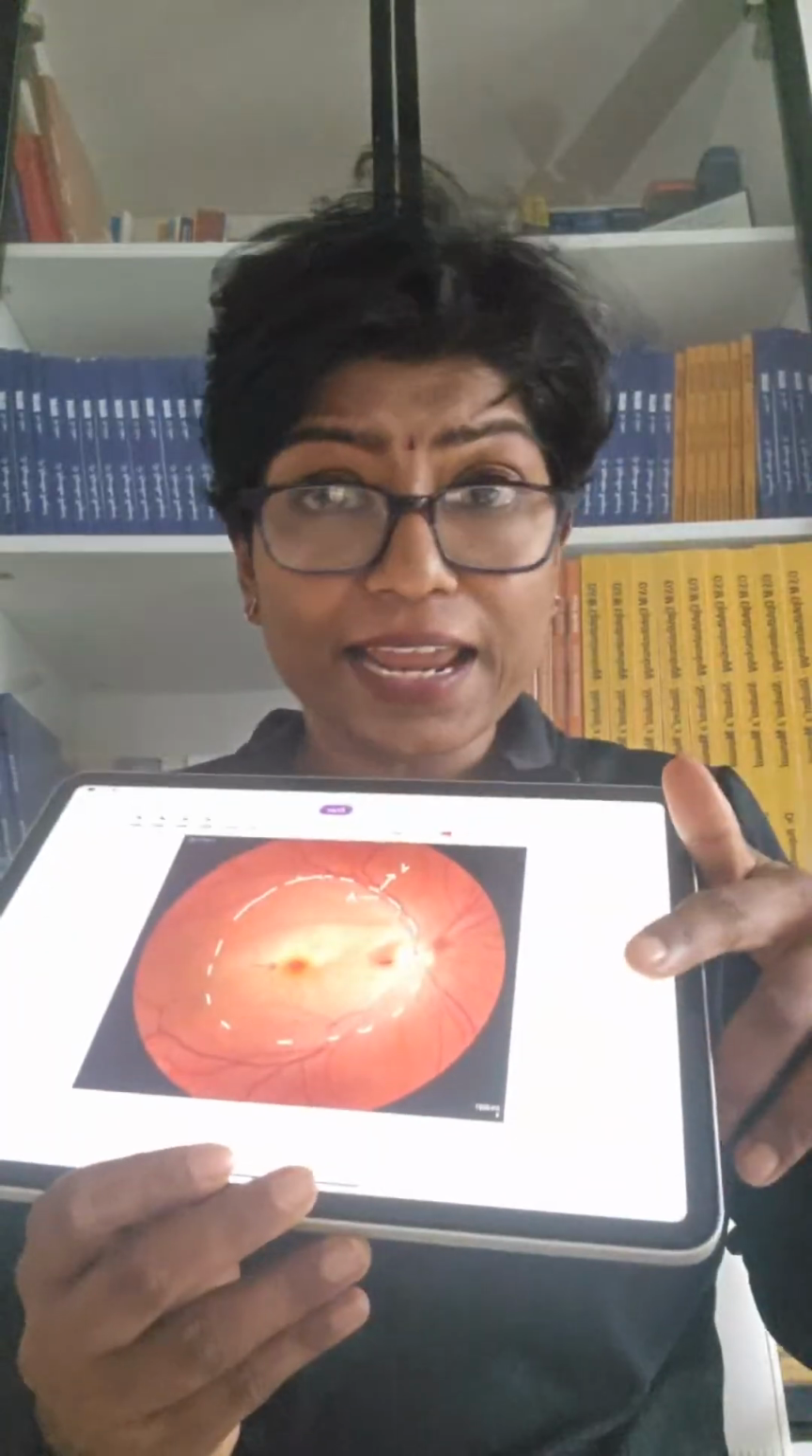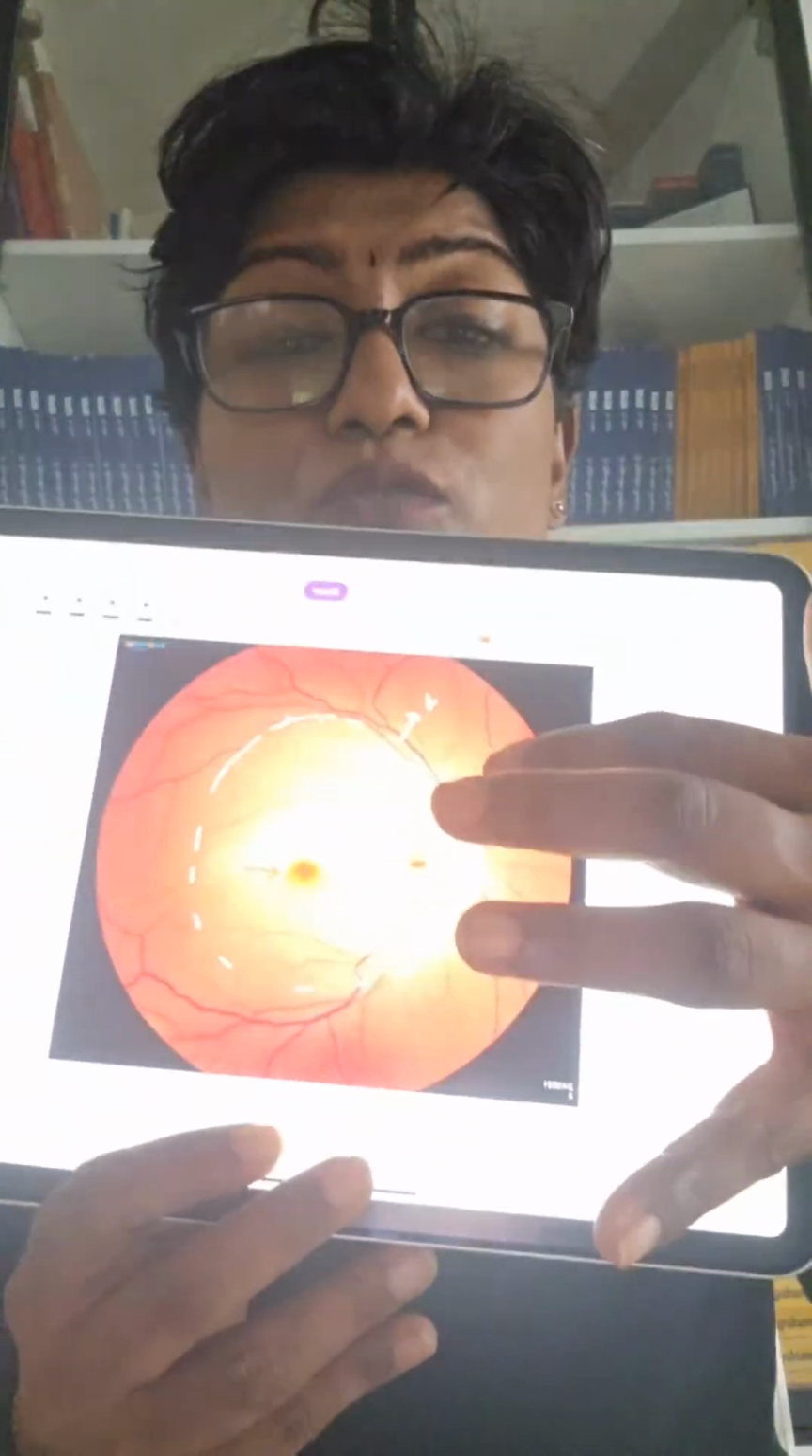Now, there's a lot of differential diagnosis for cherry red spot. Now, why would I call this CRAO, central retinal artery occlusion?